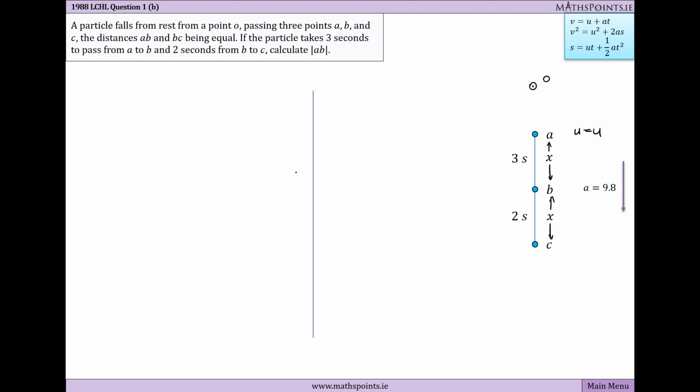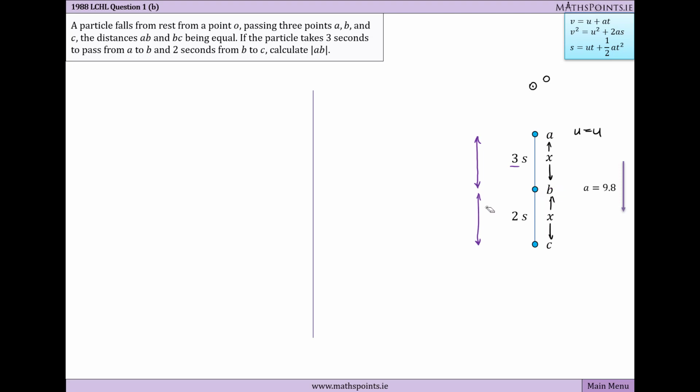Now the key to a question like this is that we need to use this common initial velocity of u when setting up equations. So we're going to make an equation for the distance x from A to B, which took 3 seconds and had an initial velocity of u and an acceleration of 9.8. But we're not going to make a second equation from B to C. If we make an equation from B to C, the velocity at point B has changed and it's no longer u, and we'd have to create an extra variable in the question to try and proceed.